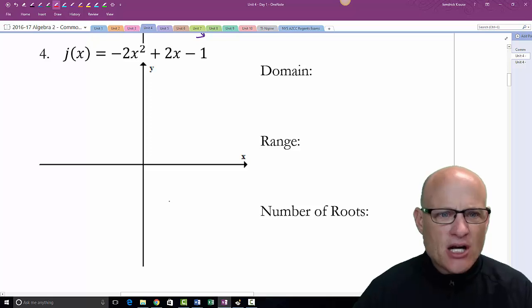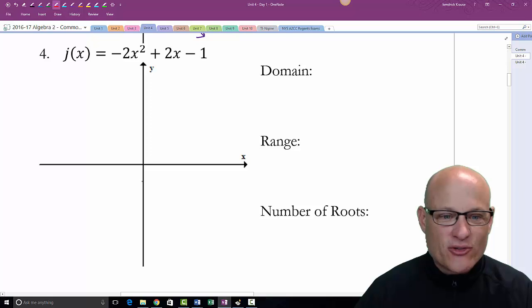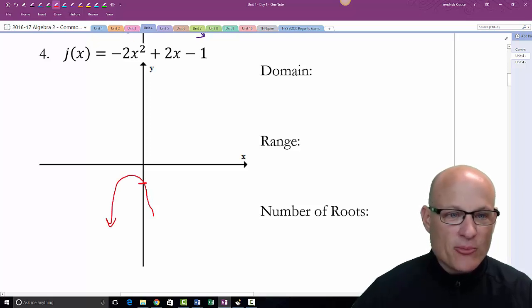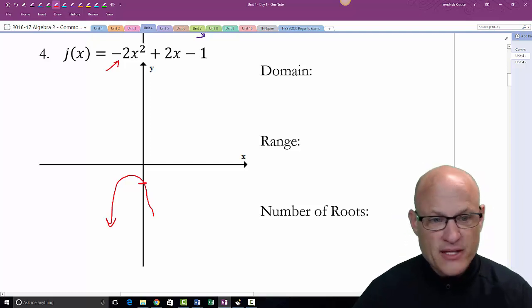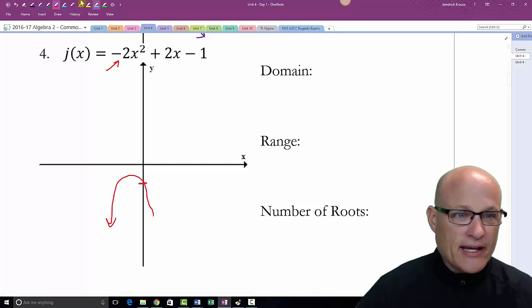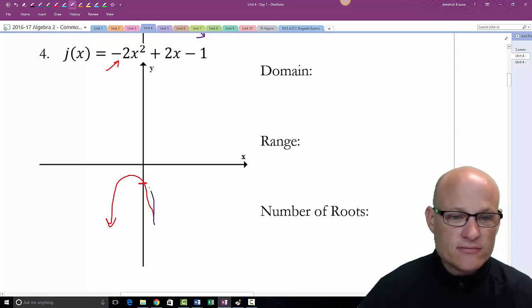What do I got here? All right, so I'm not exactly sure what's going on here. So this one also has a y-intercept of negative 1. It could go like this. Now, why is it coming down? It's coming down because my leading coefficient is negative this time. You guys should have a pretty good handle on that. Is it going to go like this?